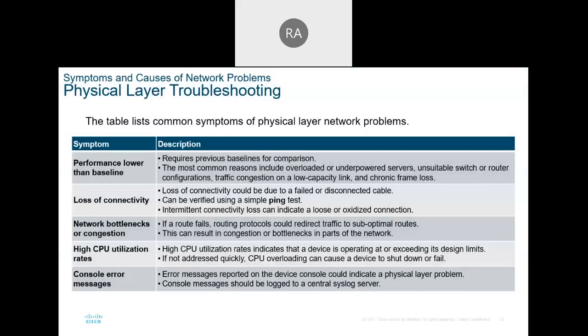So the physical layer troubleshooting, what are the things you could solve there? Anytime you hear physical layer, it just has to do with physical things: the cable, the network port, the router, the switches, everything physical. So you could run into a lot of trouble and you should be able to fix the problem.